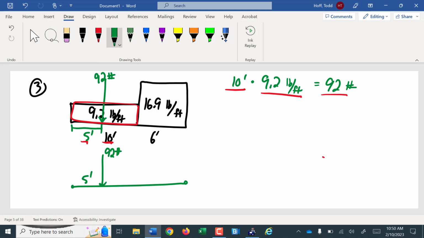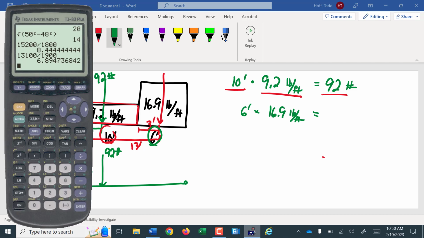Now we have to do the same for the other load. That concentrated load would be half of 6, which is 3 feet. But now, coming all the way from this end, what would that distance be? 13. Good, the 10 plus the 3. And then we find the total load there is going to be the 16.9 pounds per foot times that total length, which was, careful, 6 feet for the load. Yep. The location's at 13 feet, but it's 6 feet from the load. So 6 times 16.9 is what, 101.4 or something like that?